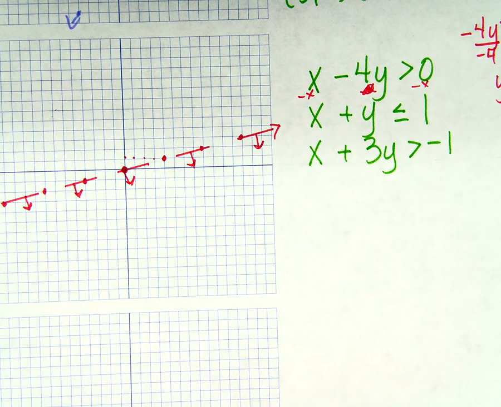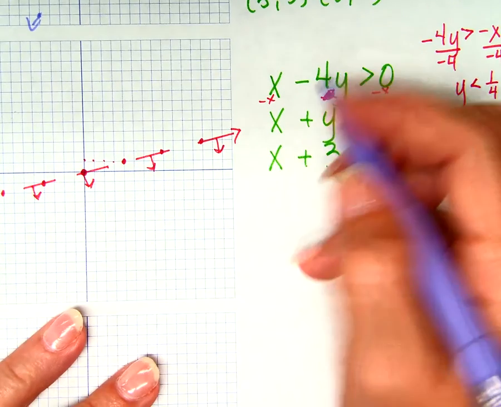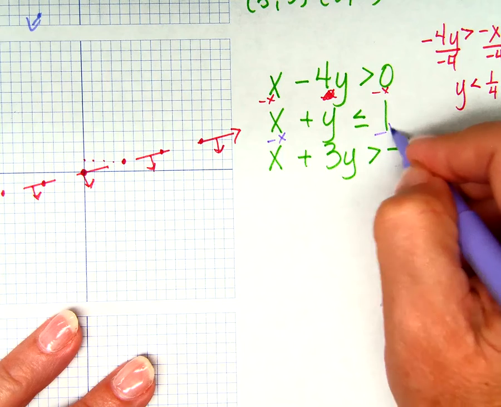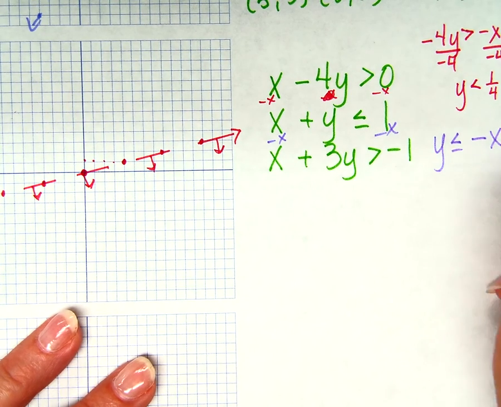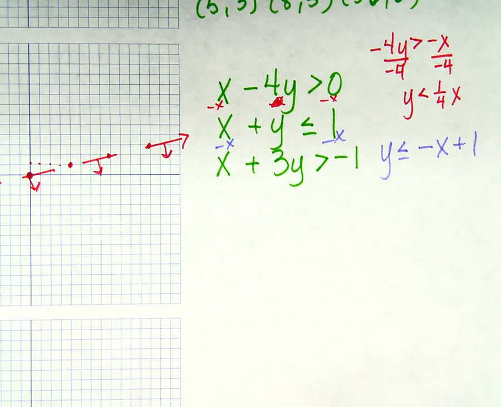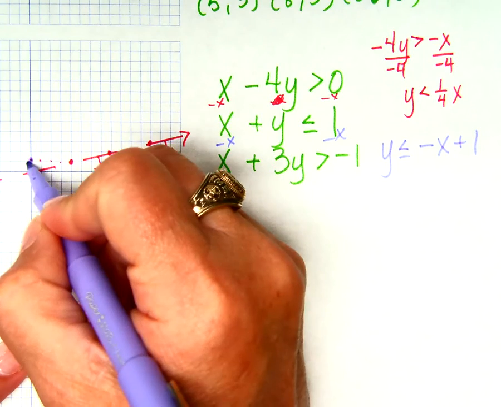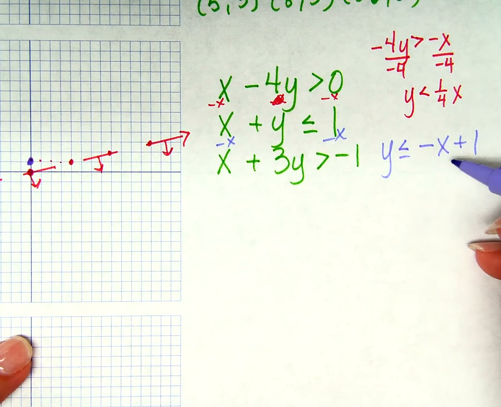What about my second equation? So subtract x from both sides. y is less than or equal to negative x plus 1. Oh, that's a lot nicer, isn't it? My y-intercept is what? 1. From my y-intercept, what's my slope?